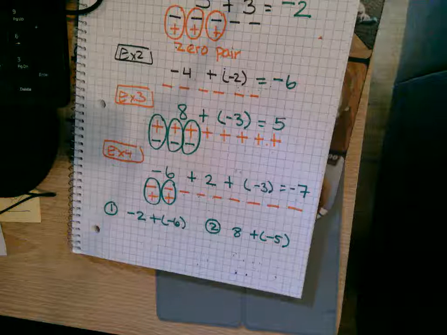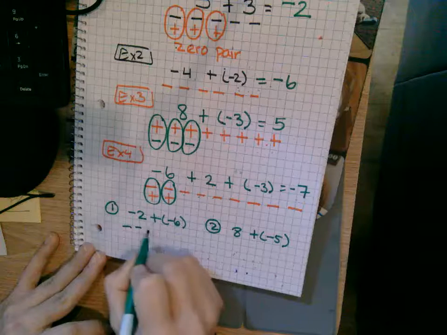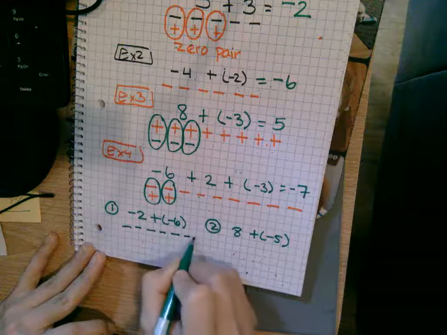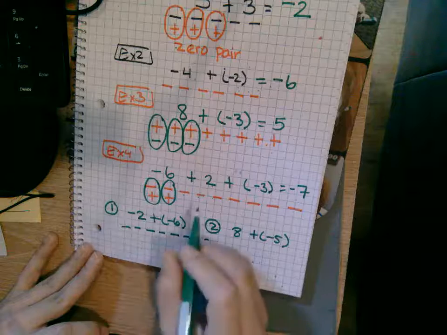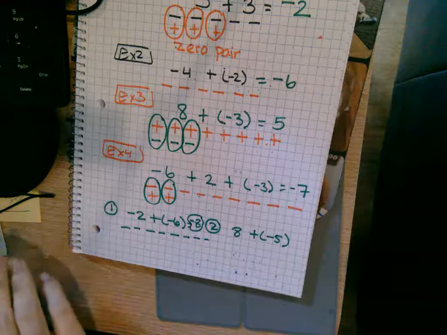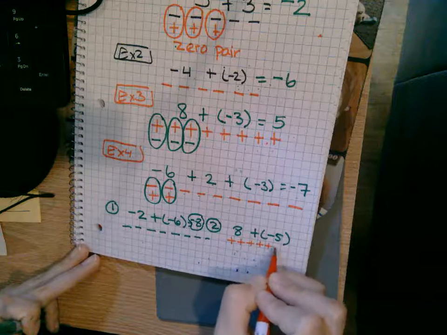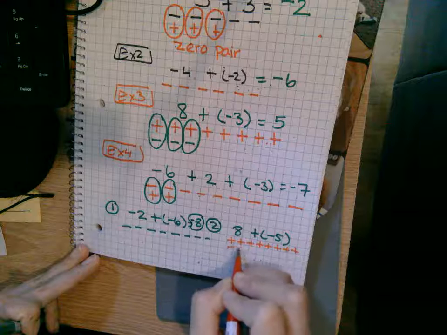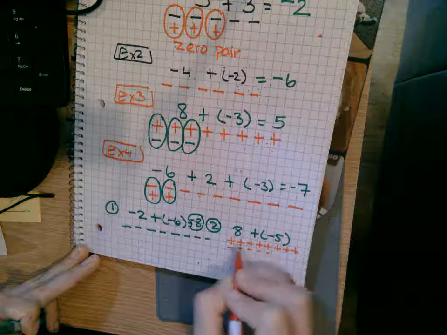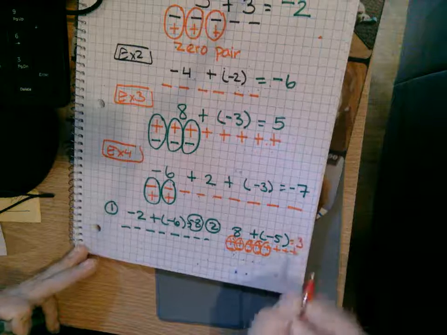All right, so the correct answer would be negative. So -2 and then -6. I can't circle anything, so my answer would be -8. And if you didn't type in a negative, it is considered wrong. And the second one is 1, 2, 3, 4, 5, 6, 7, 8. 1, 2, 3, 4, 5. 1, 2, 3, 4. Circle, and then I'm left with a positive 3. Good.